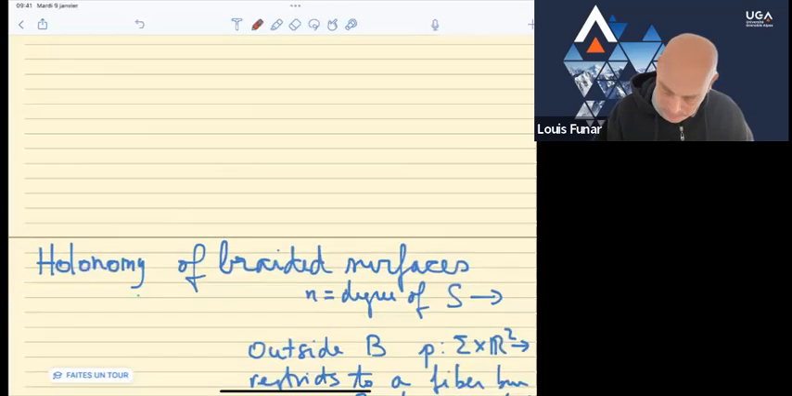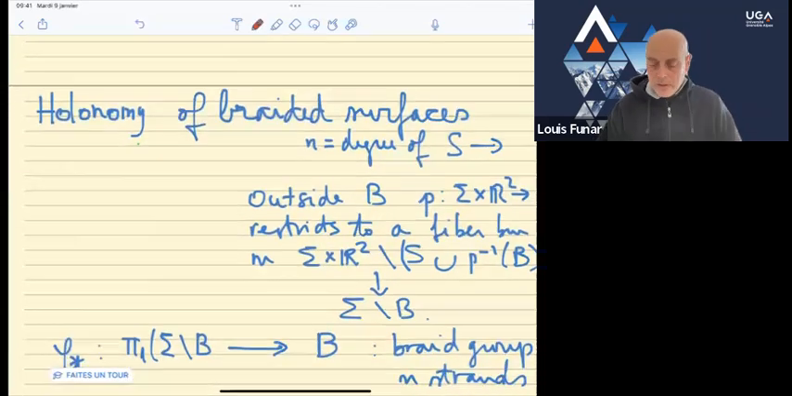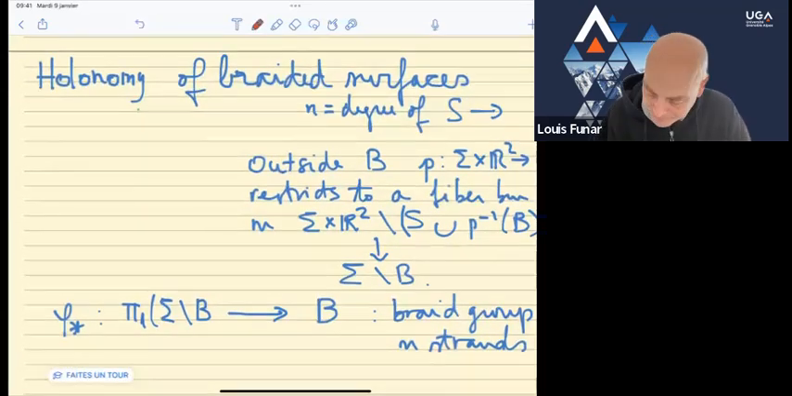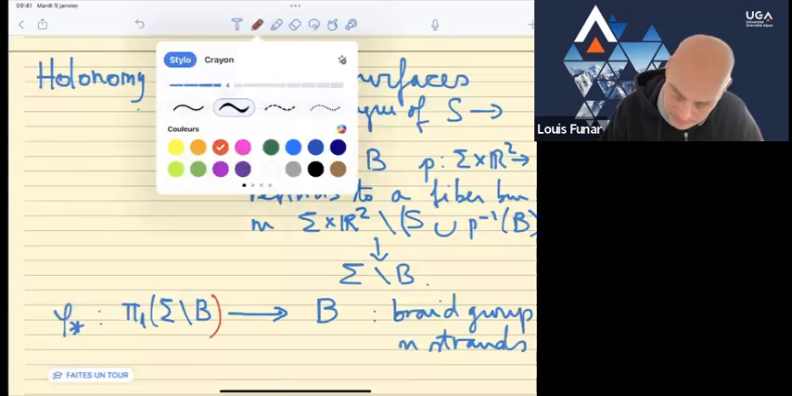So we are doing the same thing up here in the case of braided surfaces. So again, we have a braided surface and we have a degree. And now we have again, there are two elements up here.